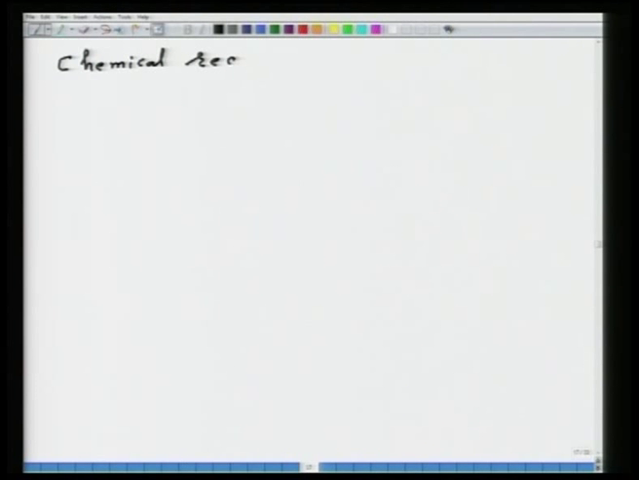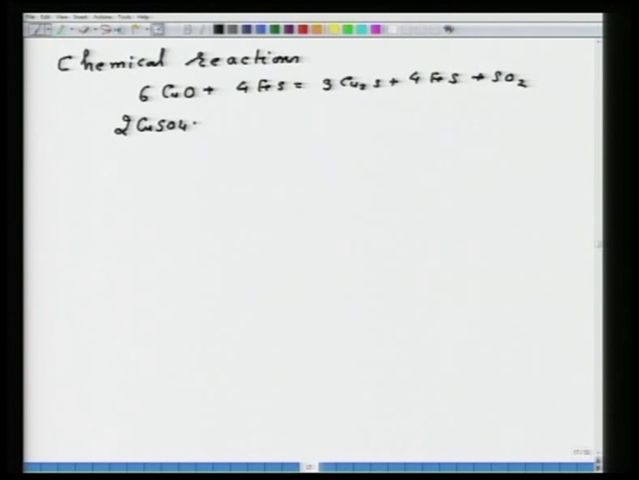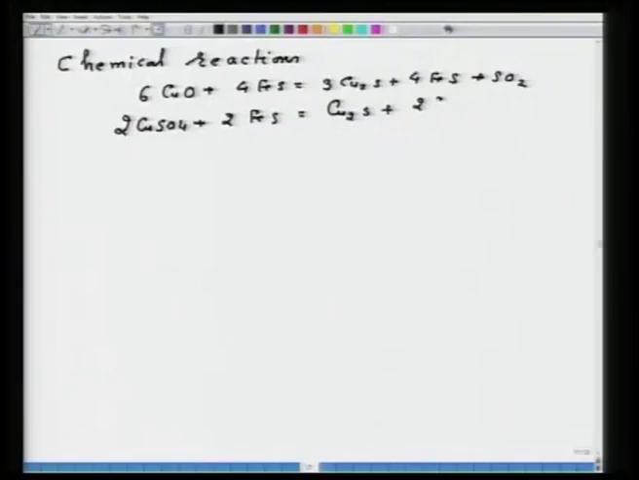The chemical reactions, for example, 6CuO plus 4FeS gives 3Cu2S plus 4FeO plus SO2, or 2CuSO4 plus 2FeS. Now, the CuSO4 may form during roasting. You might have roasted at a little higher PO2 pressure. So, CuSO4 might form. So, this also has to reduce to Cu2S, because otherwise you will be losing copper here. You have Cu2S plus 2FeO plus 3SO2.